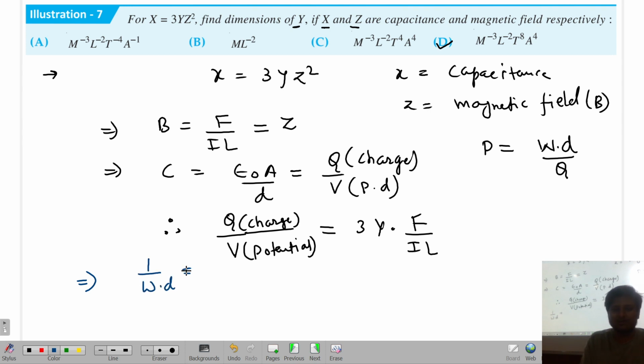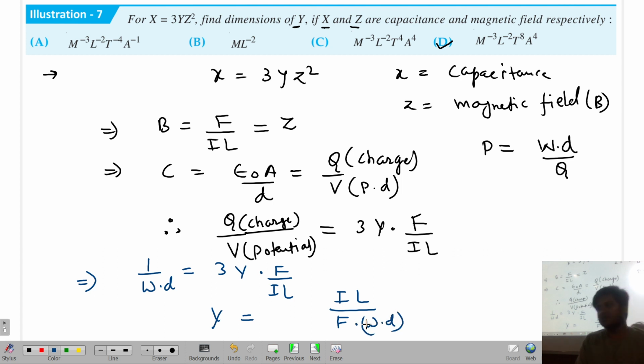1 by work done is equal to 3y times force by current into length L. So this y will be nothing but I into length L by force into work done. We will move to logical questions rather than this kind of learning question. Current is charge by time, in terms of ampere. Length, I, L, force.